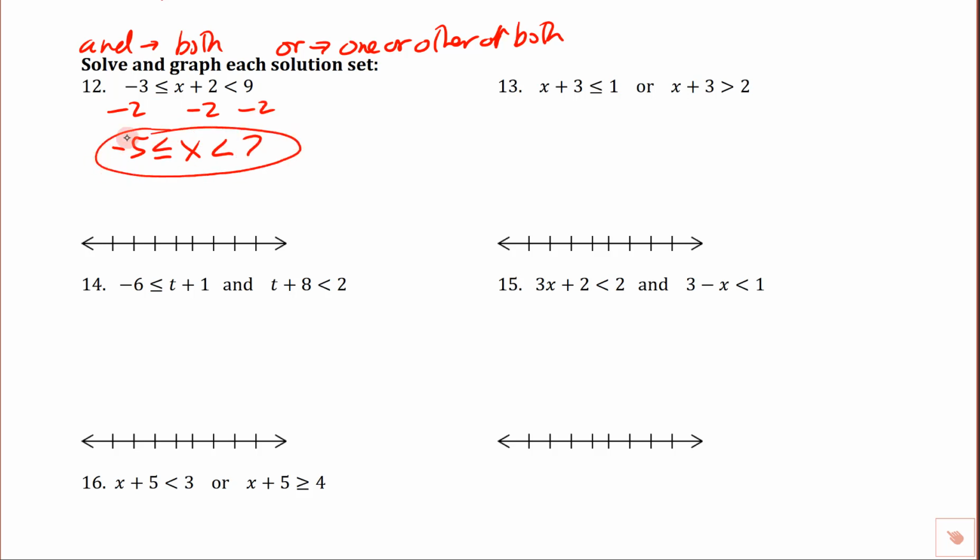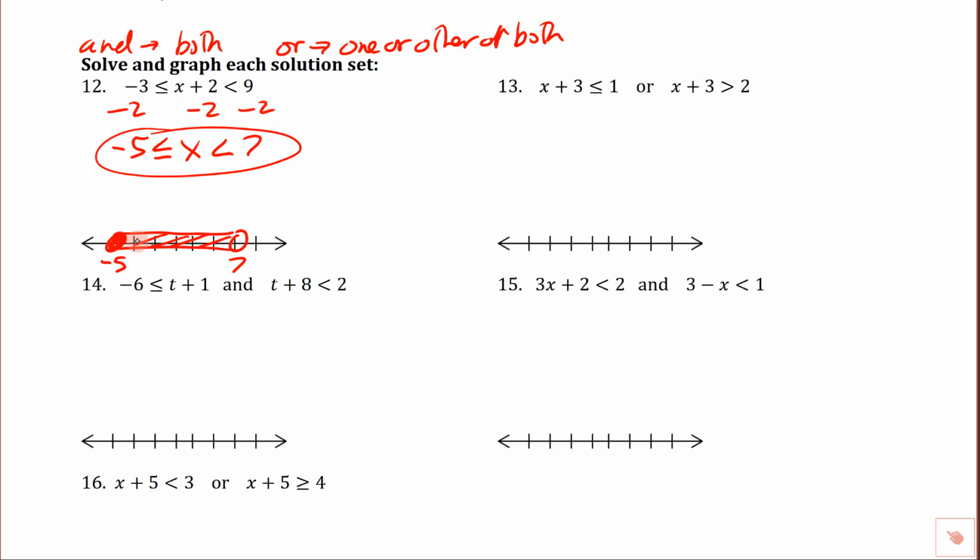So there is the answer, and then we want to graph this. So this is going to be, let's see, negative 5 we're going to put down here, and 7 we're going to put up here. The 7 is open, the negative 5 is closed, and then we would shade everything in between. So it's going to look something like that.